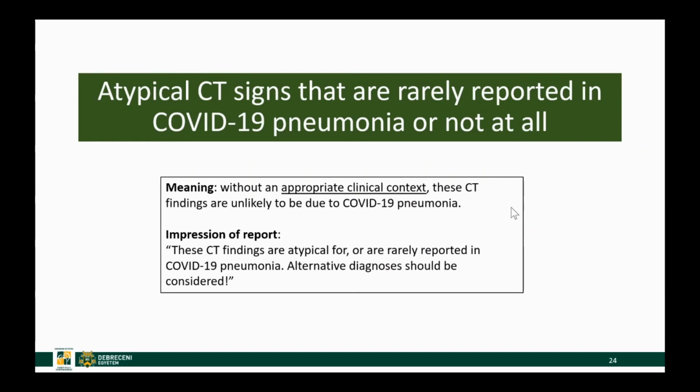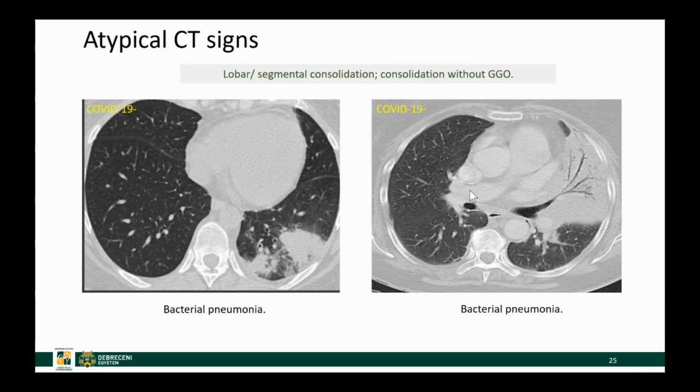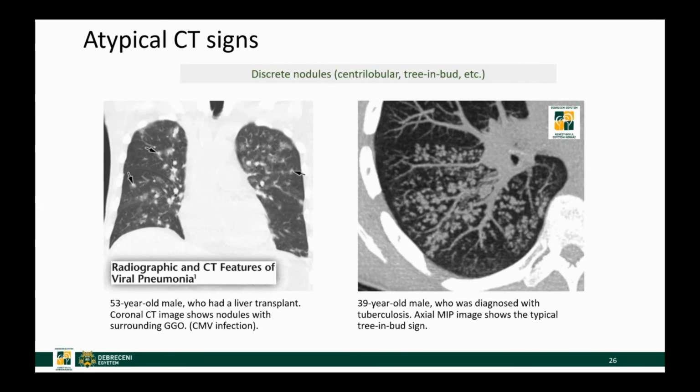So we have arrived at the green zone, where we find CT signs that are atypical or rarely reported in COVID-19. If you see these, then you should consult the clinician and tell her or him to consider alternative diagnoses. For example, if you see consolidation in a segmental or lobar distribution, especially if it's without ground glass opacity, then you should not think of viral pneumonia, and none of these were viral pneumonias. If discrete nodules are visible, you shouldn't think of COVID-19 pneumonia automatically.